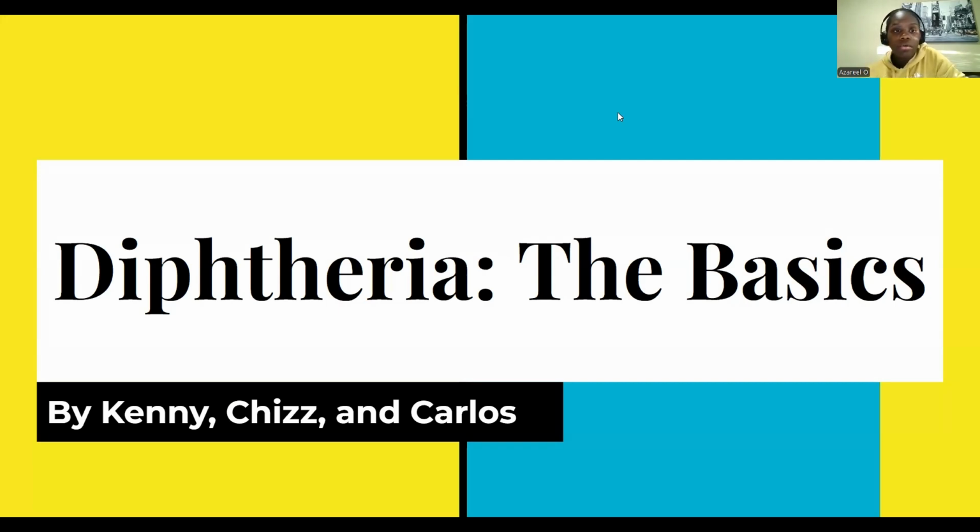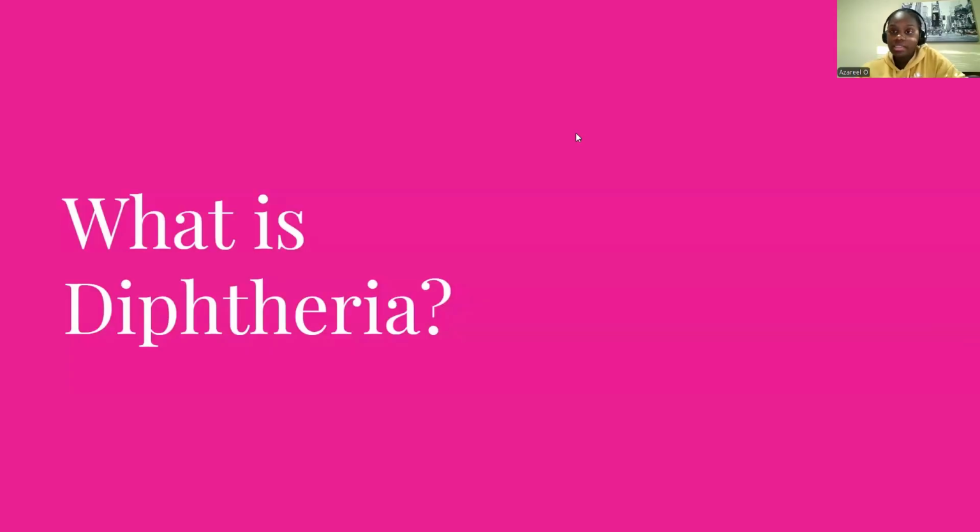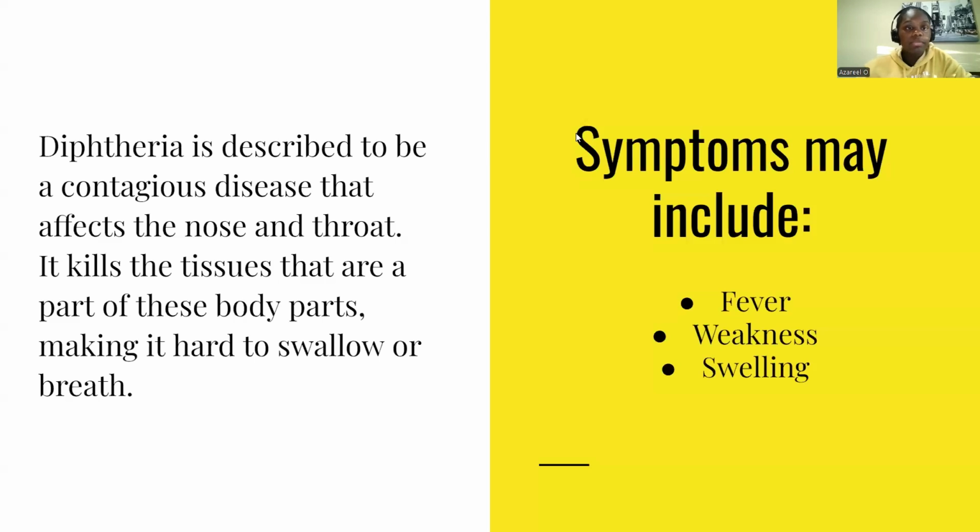And today we will be going over the basics of diphtheria. So, what exactly is diphtheria? Diphtheria is described to be a contagious disease that affects your nose and your throat. Specifically, it kills the tissues that are a part of your nose and throat. These dead tissues accumulate, which makes it difficult to swallow foods or fluids, or it can make it hard to breathe, whether through your mouth or your nose.